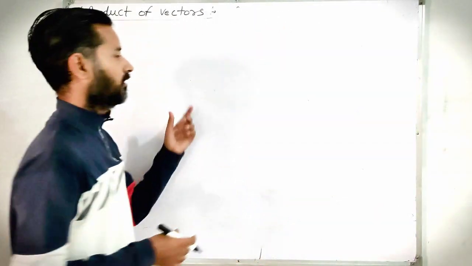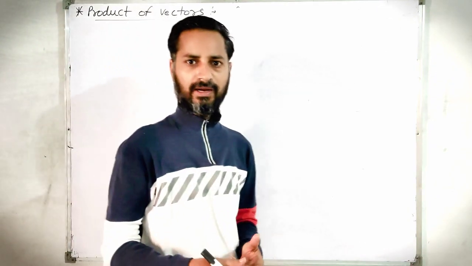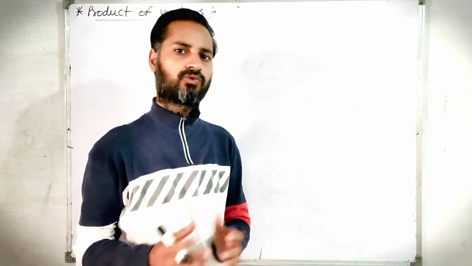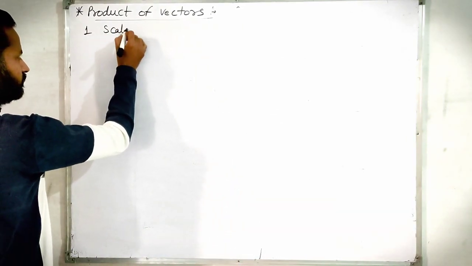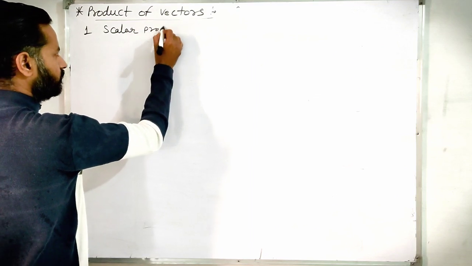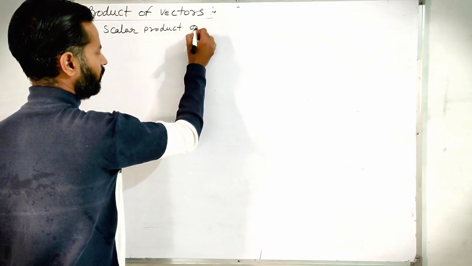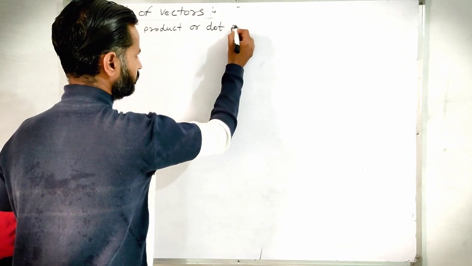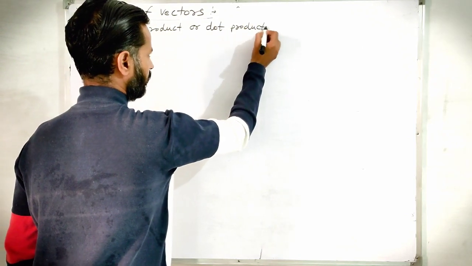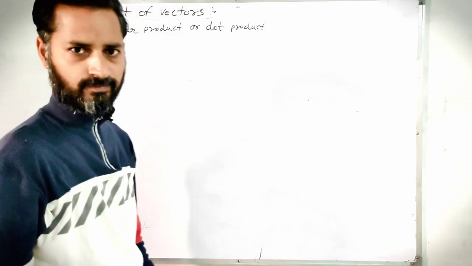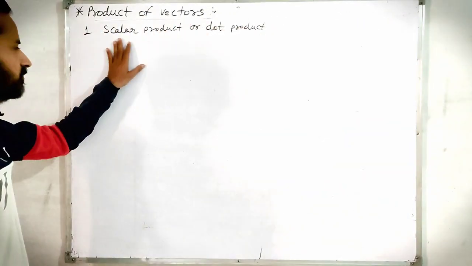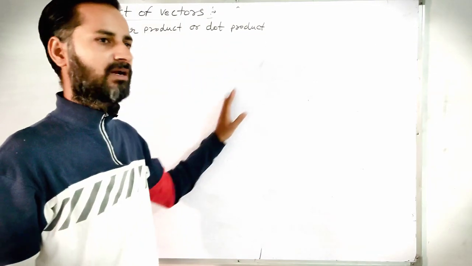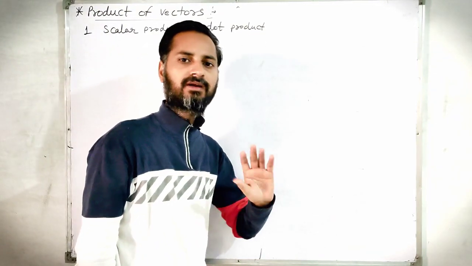Now in the second type, we have multiplication of a vector with a vector quantity. This can be further divided into two categories. Number one is the scalar product or dot product, and the second one is the vector product or cross product. In the first one, the scalar product or dot product, by multiplication of two vector quantities, we get a scalar quantity.